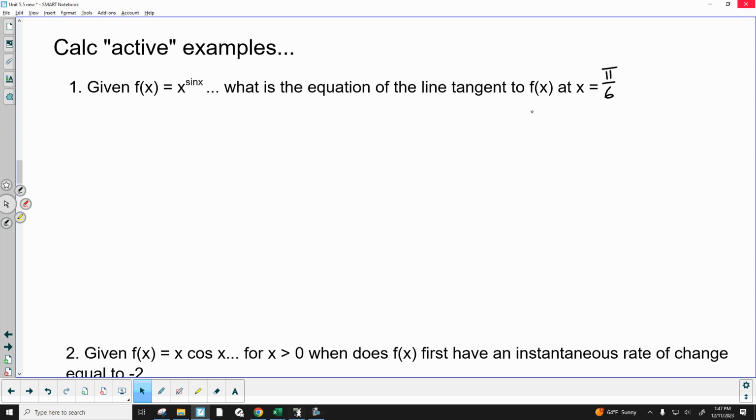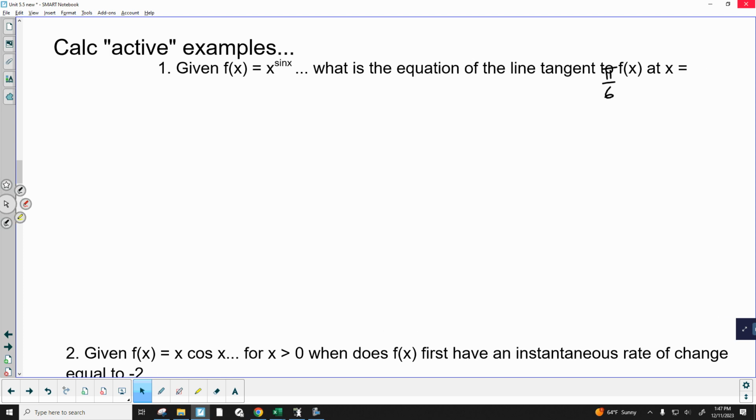Unit 2, calculator active questions. The first question we're going to do seems like your calculator has all the answers, but it doesn't. You're asked to find the equation. Let's just find the slope of the tangent at x equals pi over 6.